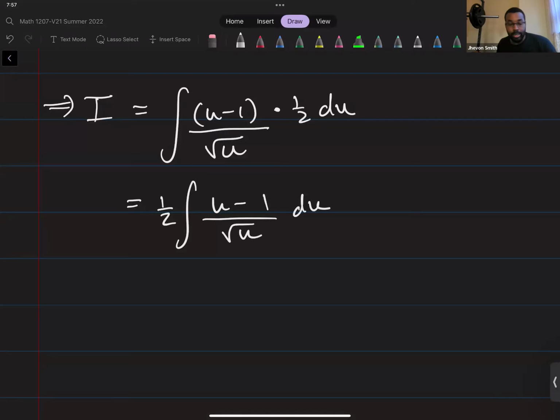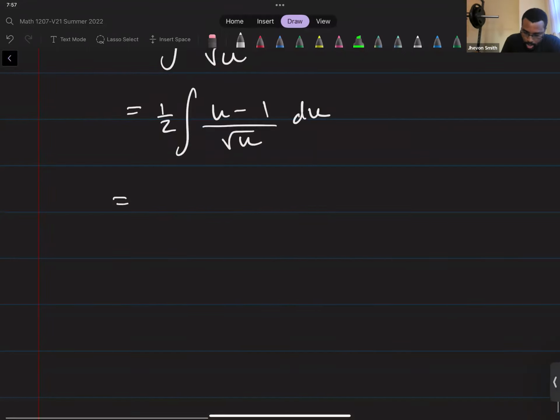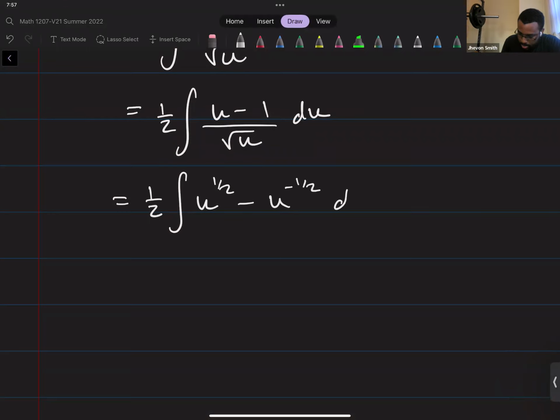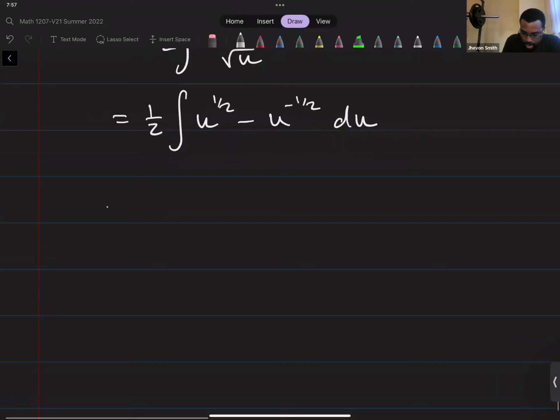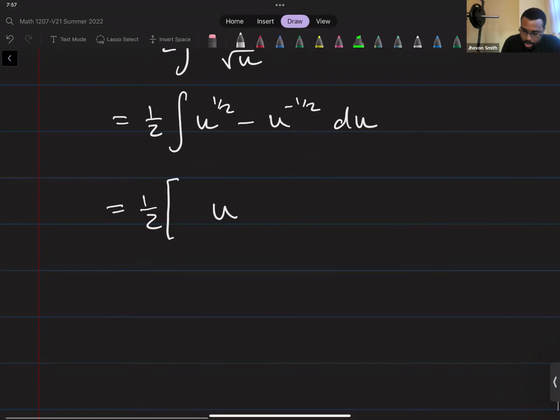Start the process over again. Is that a basic rule? Nah. Can I simplify it to be a basic rule? Yeah. Just think of that denominator as u to the one half, divided into each part. I get u to the one half minus u to the minus one half. Then I can do a power rule: add 1 to the power, divide by the new power. Add 1 to the power, divide by the new power.